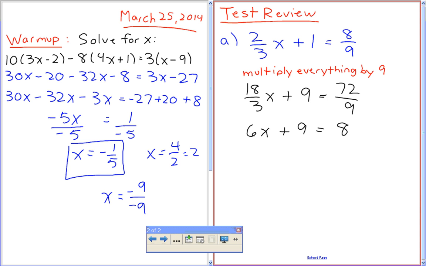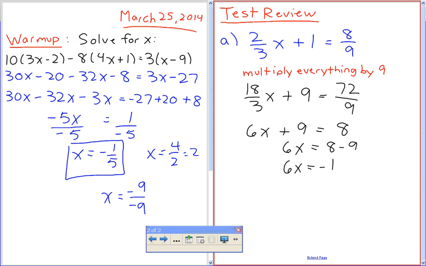Let's see, this is relatively nice now. This is feeling good. Can I get a middle row volunteer? Okay, go ahead. 6x equals 8 minus 9. 8 minus 9 is -1.